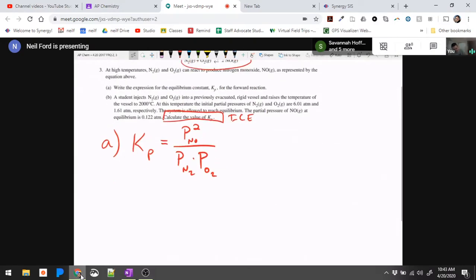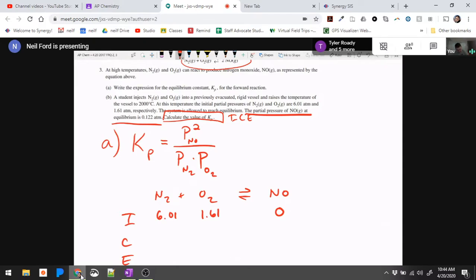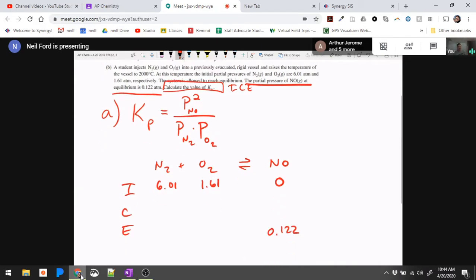So you say N2 plus O2 makes NO, ICE, and you plug in what's given. So they know the partial pressures are 6.01, 1.61, and they said it was previously evacuated and had no NO to start with. Okay, and then what's the other piece of information? They say the partial pressure of NO at equilibrium is 0.122, right? So NO down here at equilibrium would be 0.122. So now you should be able to solve out the rest, correct?